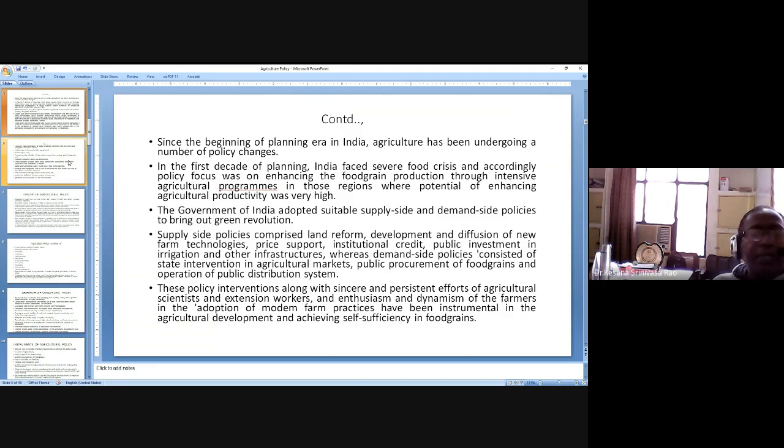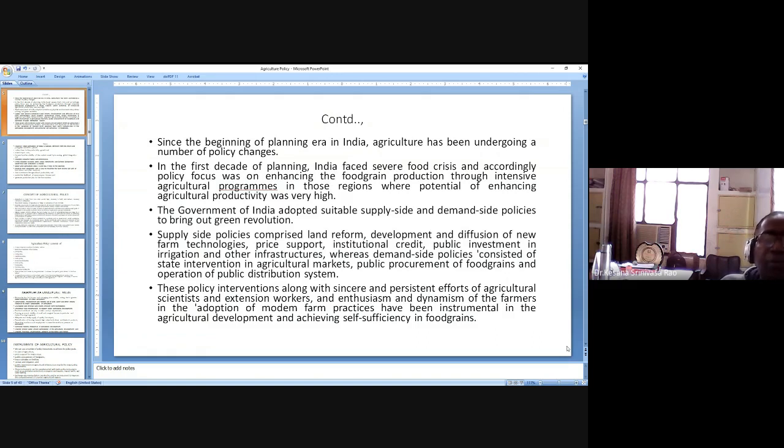And public investment in irrigation and other infrastructure. Yesterday we discussed that public investment in the agriculture sector is declining over a period of time. But even then, public investment in irrigation and other infrastructure is inevitable. That has to be there. To what extent it is taking place, and how it benefits the overall agriculture sector, we are in a position to discuss more.